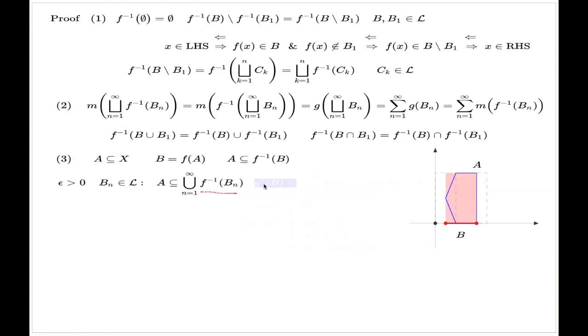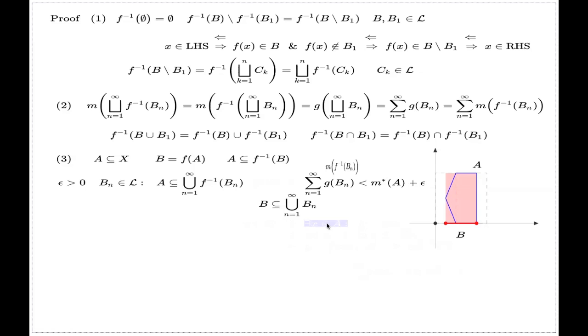Such that, look what happens, the sum of individual measures of these B_n, remember, by definition this is the same as the sum of m of the individual elements of this covering, and that's the inequality which comes from the definition of the external measure. Now what I claim is in fact that the set B, because A is the subset here, the B, which is the image of A, will be a subset of the union of these B_n. That's what I claim.